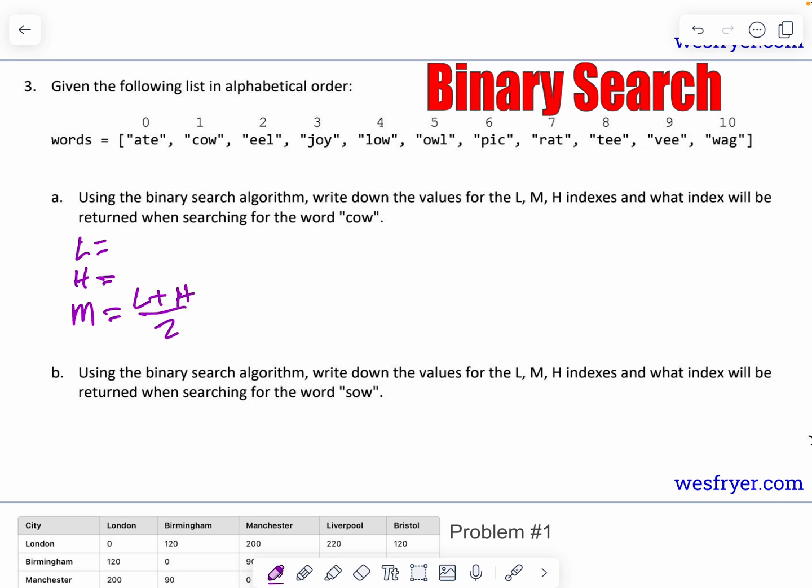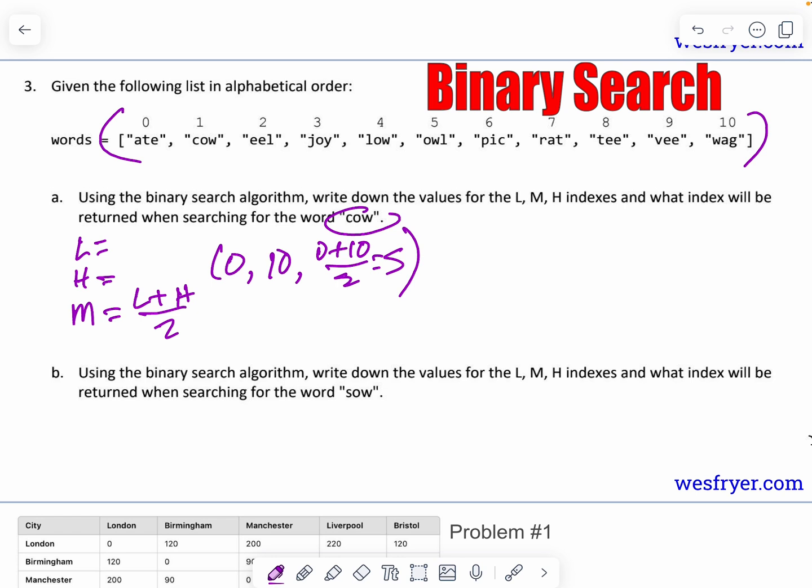All right, so let's do the first one. We're looking for the word cow. So for the search for cow, the low is going to be 0. The high is going to be 10, right? Because we're doing this entire list right now. And M is going to be 5. We'll round down if we need to. And again, we get that by adding those up and dividing by 2. So 0 plus 10 divided by 2 equals 5. So M in this case is 5.